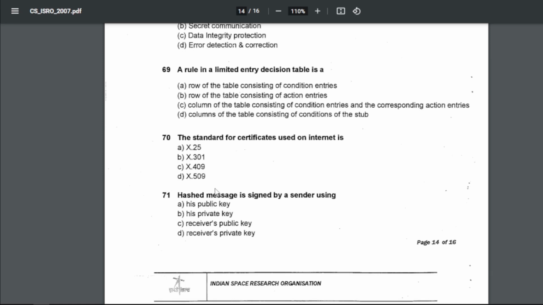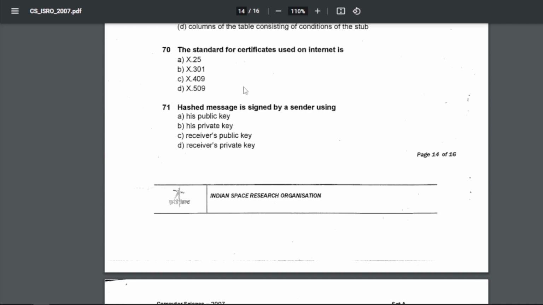Question number 69: a rule in a limited entry decision table is what? A rule in a limited entry decision table is C, that is, a column of the table consisting of condition entries and the corresponding action entries. Again, a rule in a limited entry decision table is a column of the table consisting of condition entries and the corresponding action entries. Question number 70, the standard for certificates used in internet is what?